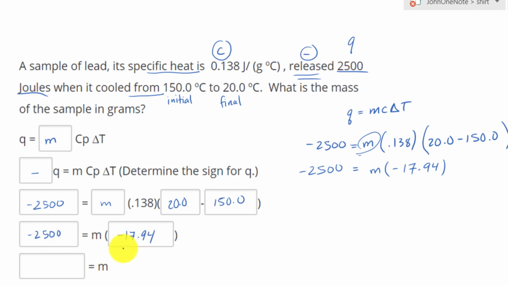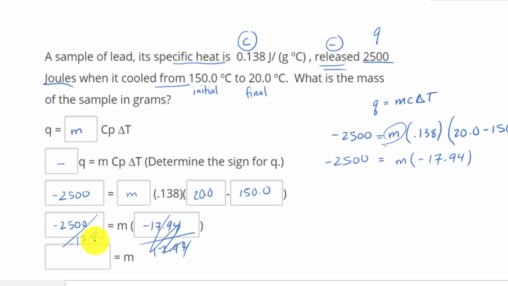To solve for this, we have to divide both sides by 17.94. That would simplify equal to 1. If we divide that side by that number, we would do the same thing in this case, negative 17.94. And a negative divided by negative gives us a positive answer, okay? Which makes sense. Our mass is positive. You cannot have a negative mass.